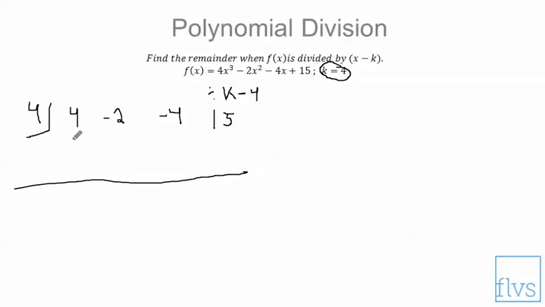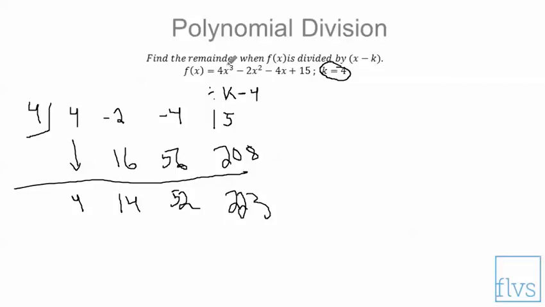Draw my line. Bring the first number down. 4 times 4 is 16. 16 plus -2 is 14. And then we're going to do 14 times 4, which is 56. 56 plus -4, remember that's the same thing as 56 minus 4, which is 52. Then times 4 is 208. And 208 plus 15 is 223.